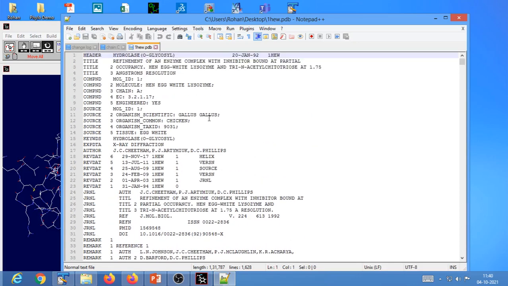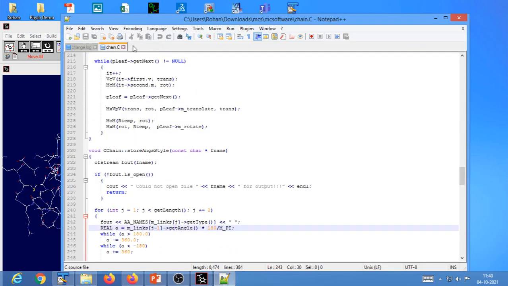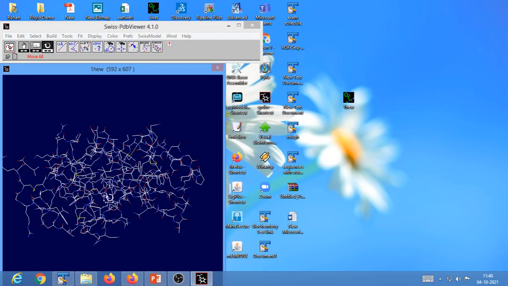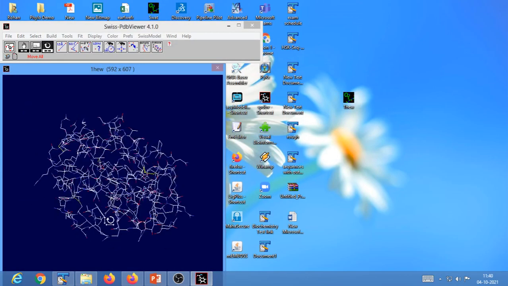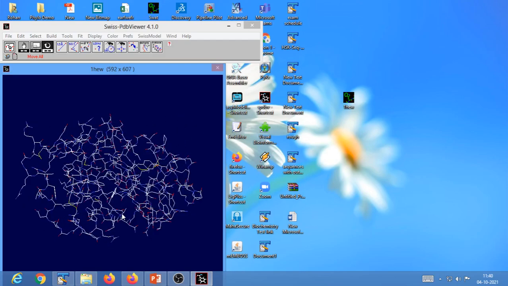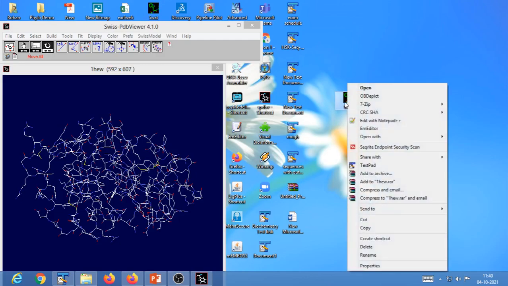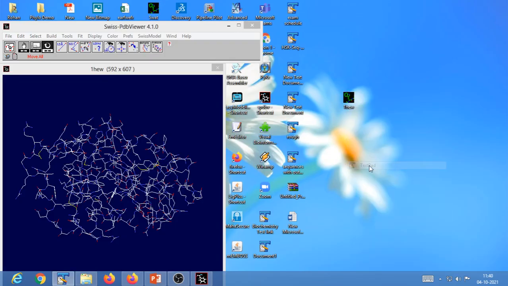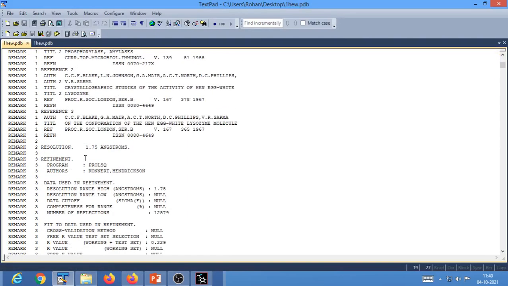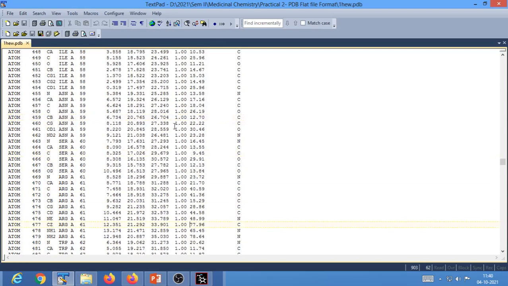Good. So I hope now you know how to open the same PDB file in three dimensions, to visualize the three-dimensional structure of the protein. And in order to see what is written in that PDB file, you can use any text editor, like this Notepad. Most of the time I would be using this TextPad. I'm comfortable with TextPad.